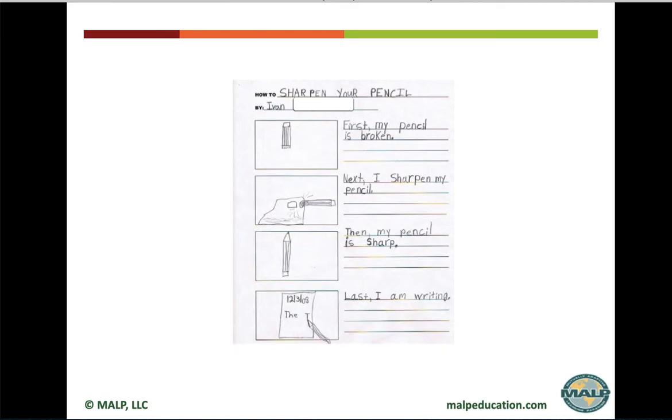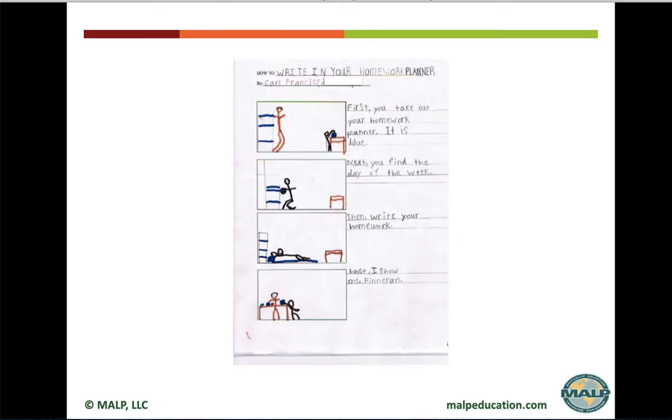Notice that these all have the same sequence words, first, next, then, last, with a comma and a period at the end of the sentence. Okay, and of course the pictures. And the last one we'll look at.